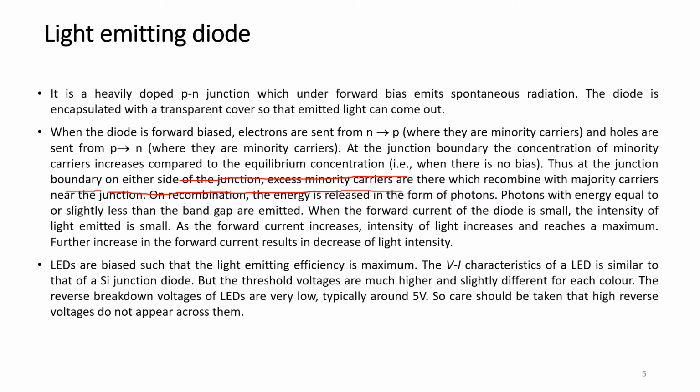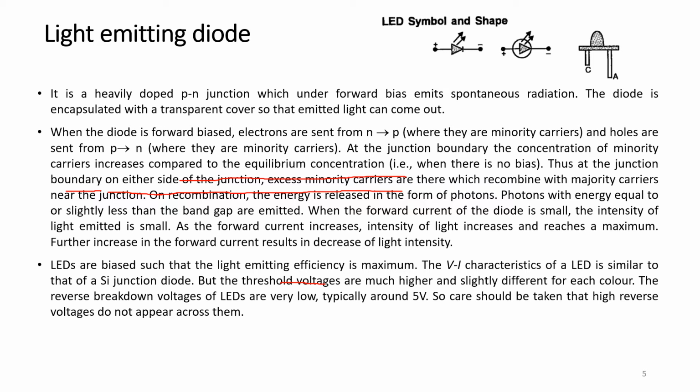The VI characteristics of an LED are similar to those of a normal silicon junction diode under forward bias, but the threshold voltages are much higher and slightly different for each color. The reverse breakdown voltage of LEDs is very low, typically 5 volts. So care should be taken that a high reverse voltage does not appear across them.